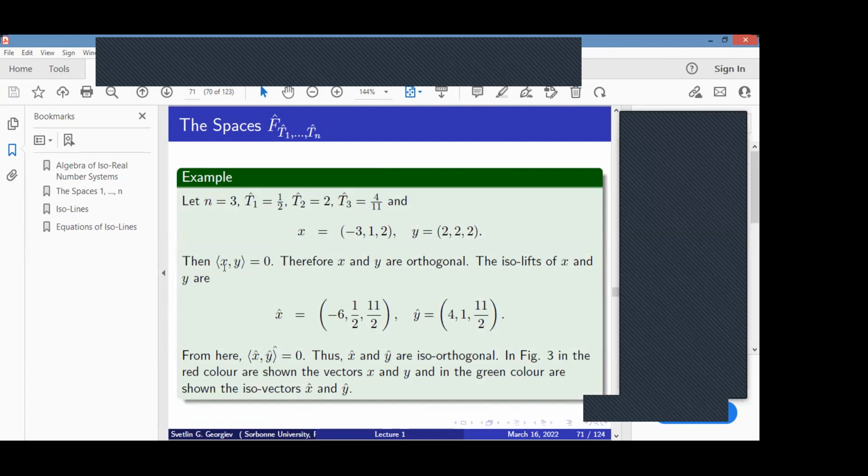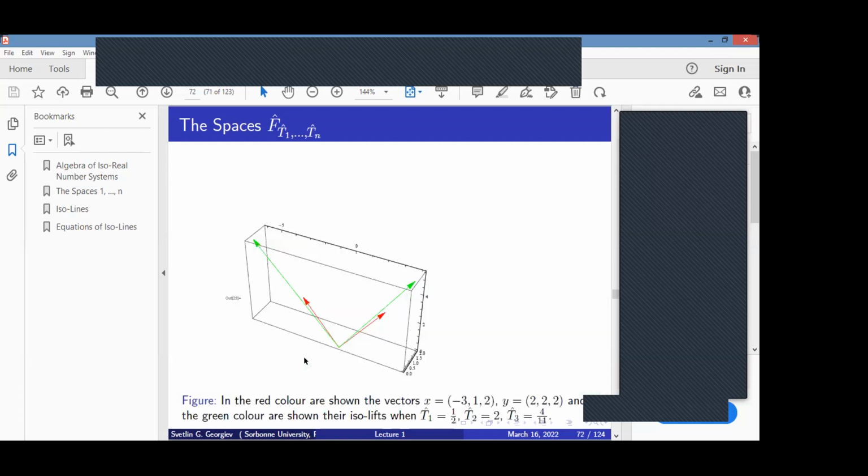Their classical inner product is equal to 0. Then in the classical case, they are orthogonal. But their isolifts are given in this way, and their iso inner product is equal to 0. So in this example, we saw that we have classical orthogonality and iso-orthogonality. The picture is this one.